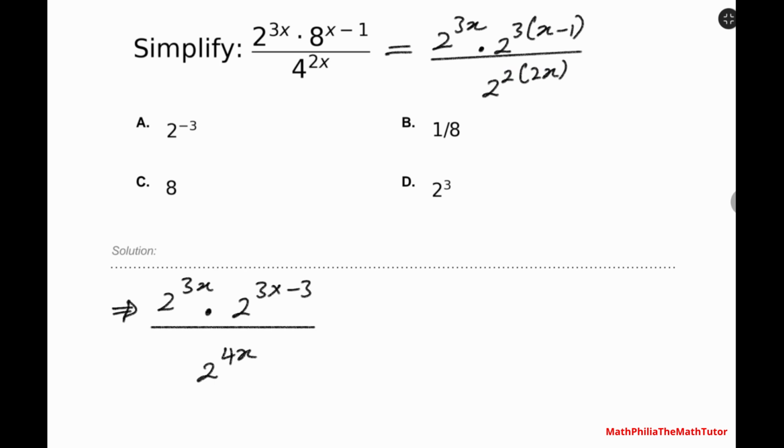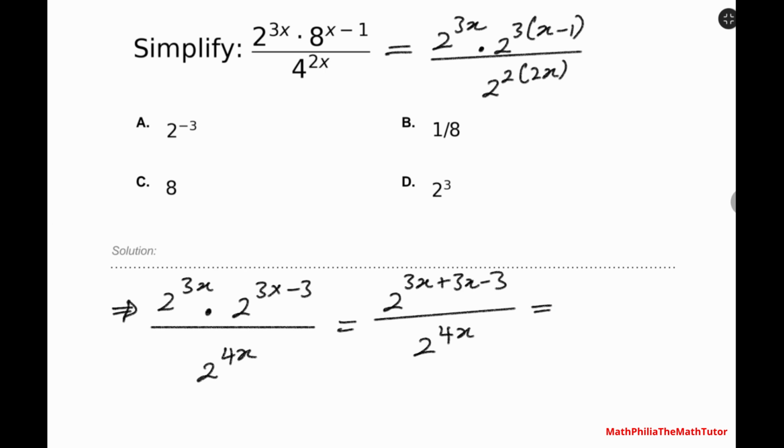Okay. Again, the bases are the same. If the bases are the same and we are multiplying them, okay, if the property between them is multiplication, what do we do? We add the powers together. So this is the same as 2, because the bases are 2, 2. We maintain the base 2, and then we add these powers together. That is 3x plus 3x minus 3. Then we divide this by 2 raised to the power of 4x.